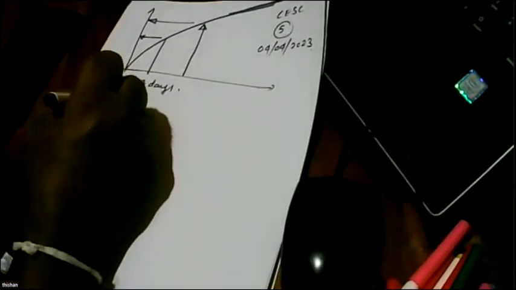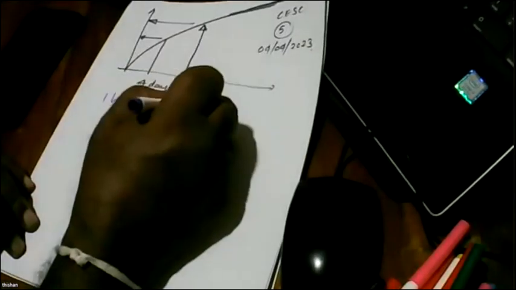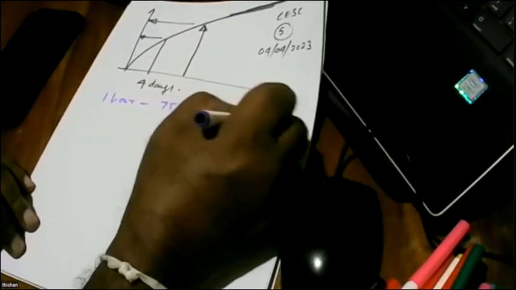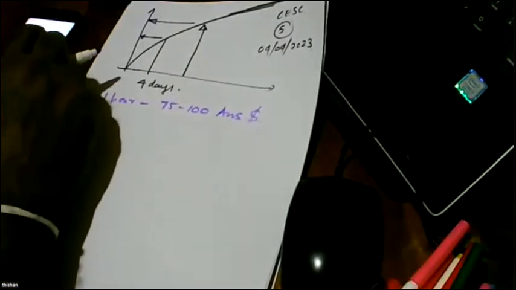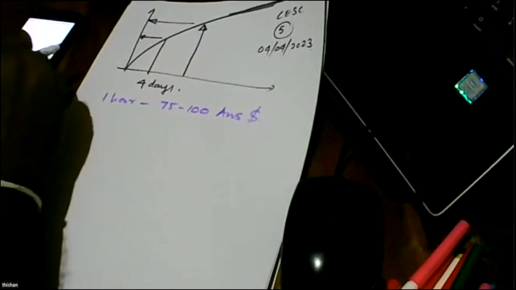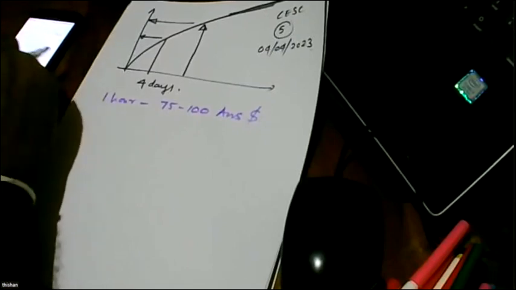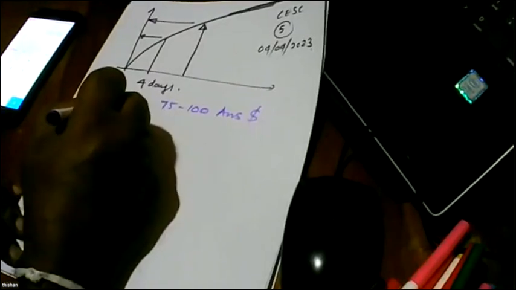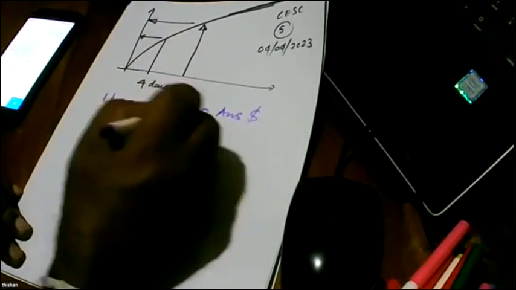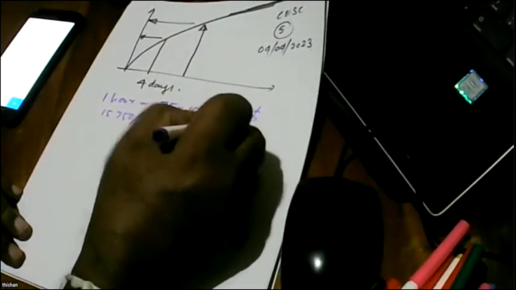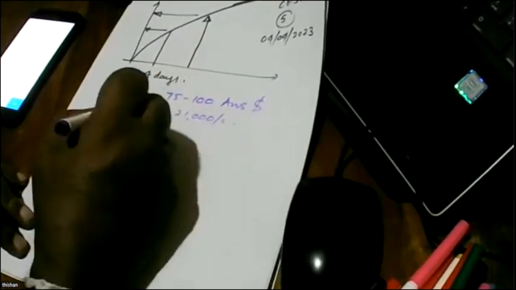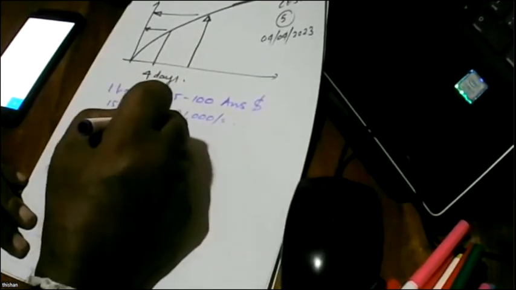And if I take an example from Australia, 1 hour of labor is $75 to $100, which is about 75 into 210, about 15,750 rupees, to about 21,000, whereas we can easily manage 4,000 to 4,500 rupees per day.